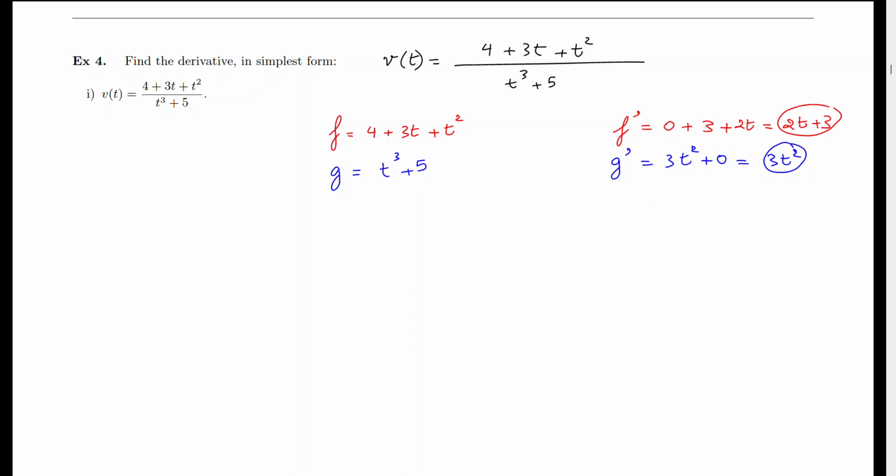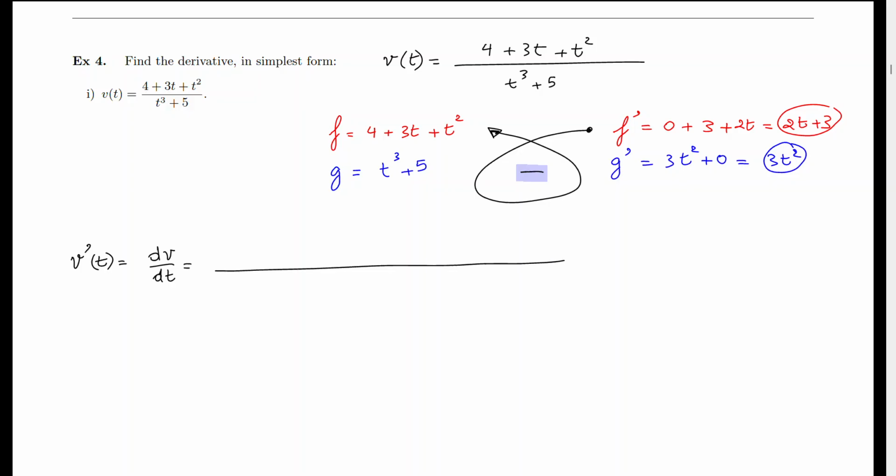This is a quotient rule, so I'm starting with f prime and I'm going around multiplying some corners with a minus sign in the middle because I'm doing a quotient rule. So in this case, I'm going to write down v prime of t or dv over dt. This is the notation for the derivative. It's some kind of a fraction. And what goes on the numerator is the 2t plus 3 is going to be multiplied with the t cubed plus 5 first. So let's go ahead and record that.